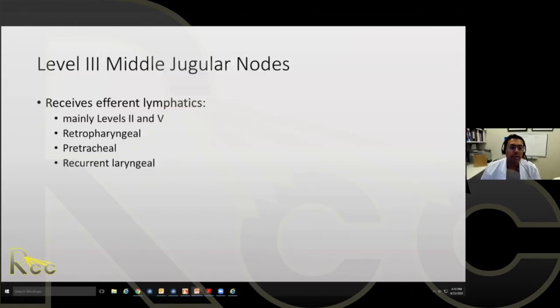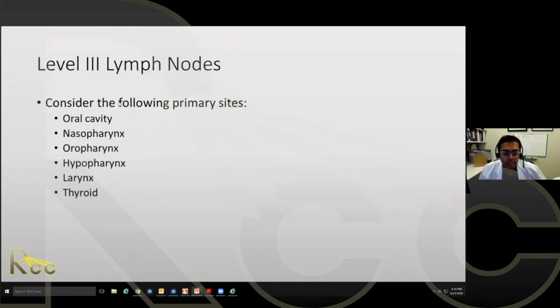So when we look at level 3, the middle jugular lymph nodes, they receive their efferent lymphatics mainly from level 2, which makes sense, and level 5. Also, there are efferent lymphatics from the retropharyngeal, pretracheal, and recurrent laryngeal nodes. As I had already mentioned, you're going to consider this for the majority of pharyngeal or mucosal subsite tumors, and in addition, consider it for thyroid cancers.